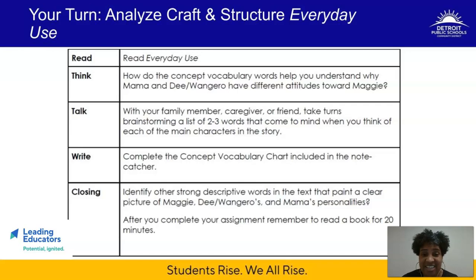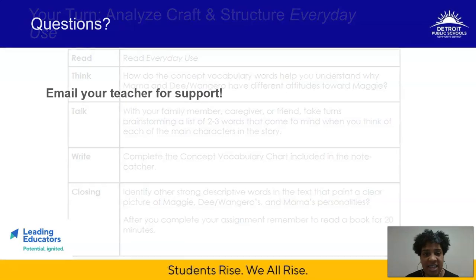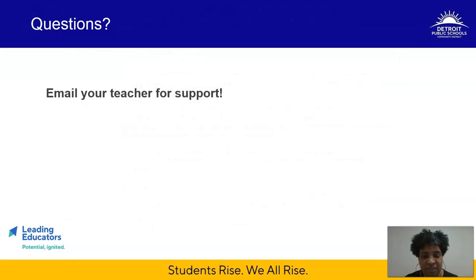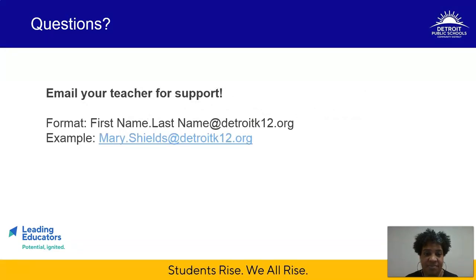Now it's your turn to get to work. So you're going to do your talk, think, write, closing. Remember, starting with that writing activity is my suggestion. And then heading into your think activity. The talk activity has already happened. And then you're going to close with identifying some other strong descriptive words in the text that help paint a clear picture of the characters. If you have any questions, you can always replay this video for clarity. And again, you can email your teacher for specific support if you feel that you need that.